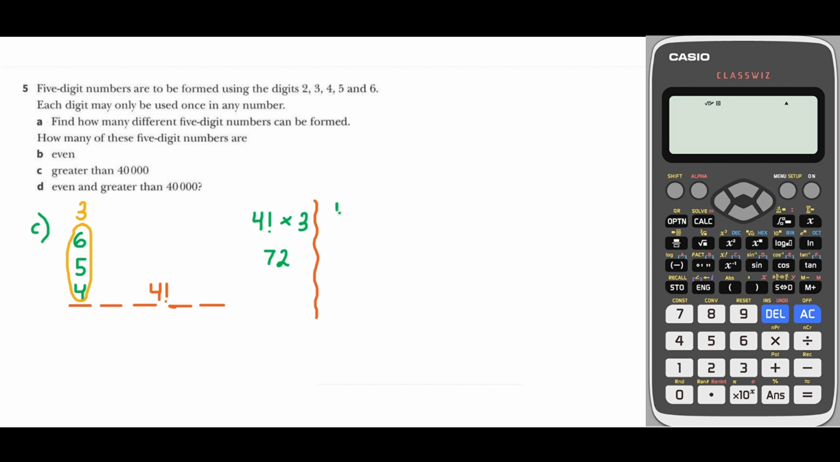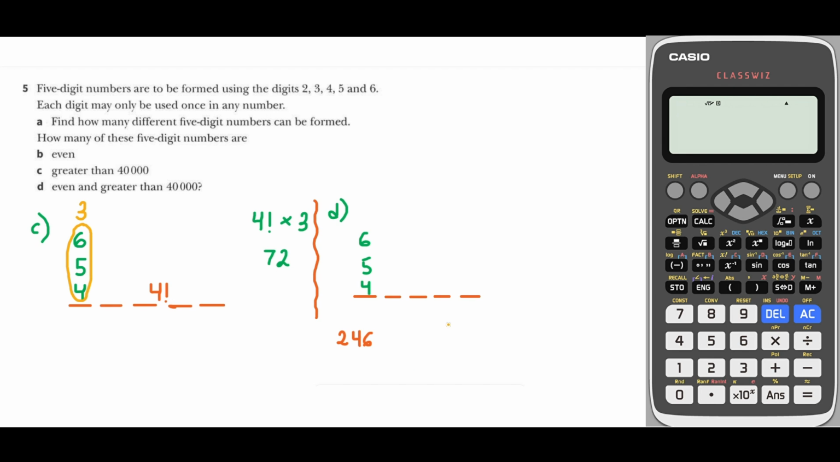Now let's do the last part, Part D. We need to find the number of 5-digit numbers that are even and greater than 40,000. So this part is kind of a combination of both the earlier parts, so it should be simple enough. Again, we will make 5 spaces. The number must start with 4, 5, or 6 for it to be greater than 40,000. We also know that it must end with an even number, which are 2, 4, and 6.